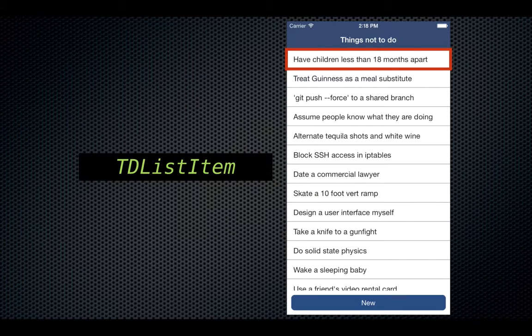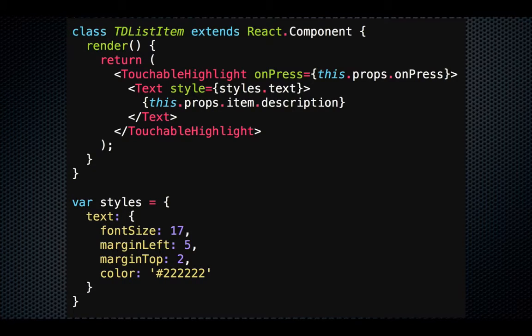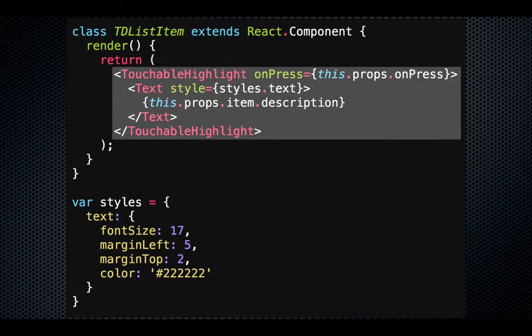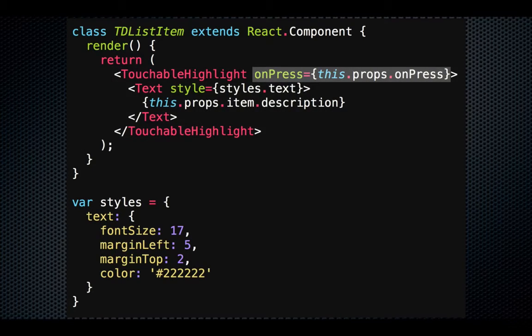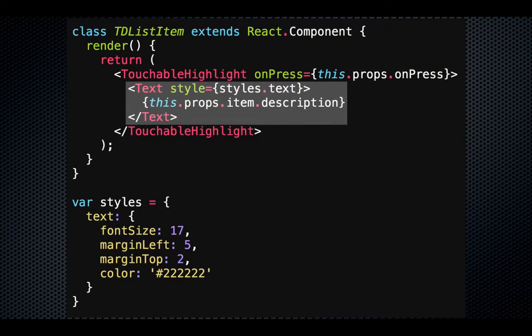Drilling into the list item here, a couple of interesting things. In our markup, we have what's called a touchable highlight, and this is the simplest way in which React Native lets you deal with touch events. React Native doesn't actually even have the concept of a button or anything like that. All that you do is create a touchable highlight, which is just a space that will detect a touch and provide some sort of visual indicator in response. And inside that touchable highlight, in this case, we're going to put a text field.